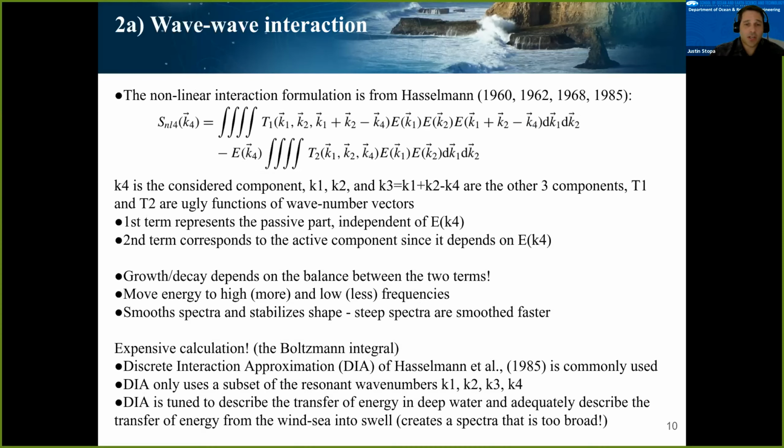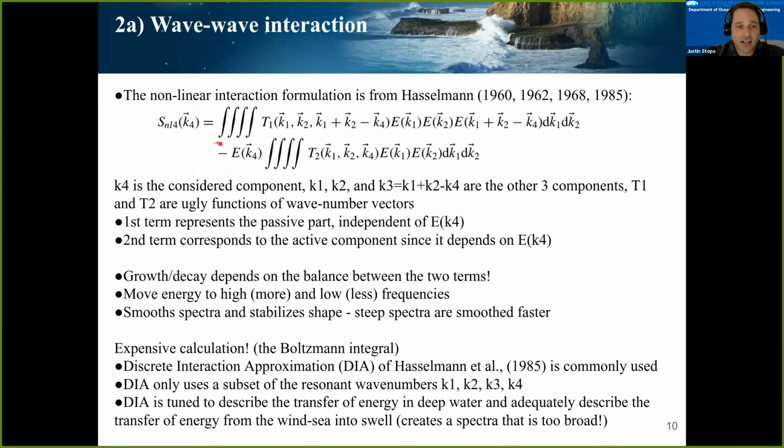So this equation here is written in terms of k4, so just one wave number. And there's two terms here. This first term, you can see that there's actually no k4. Well, k1 plus k2 minus k4, this is actually k3. So this term is passive in terms of wave number 4. And then this other term here actually has a k4 in it. And this is an active term.